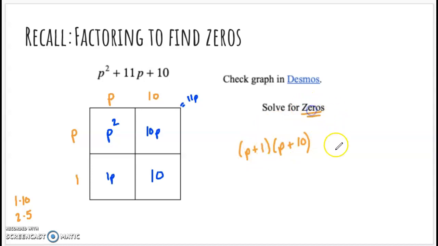And if I want to solve to find my zeros, I know I can just set that equal to 0, and I can think about that zero product property, right? So what number, if I plugged it in here, would make this factor 0, making the entire polynomial 0, and that would be p equals -1. And then also what number plugged in for p here would make this factor 0, that would be -10. So my zeros are at -1 and -10.